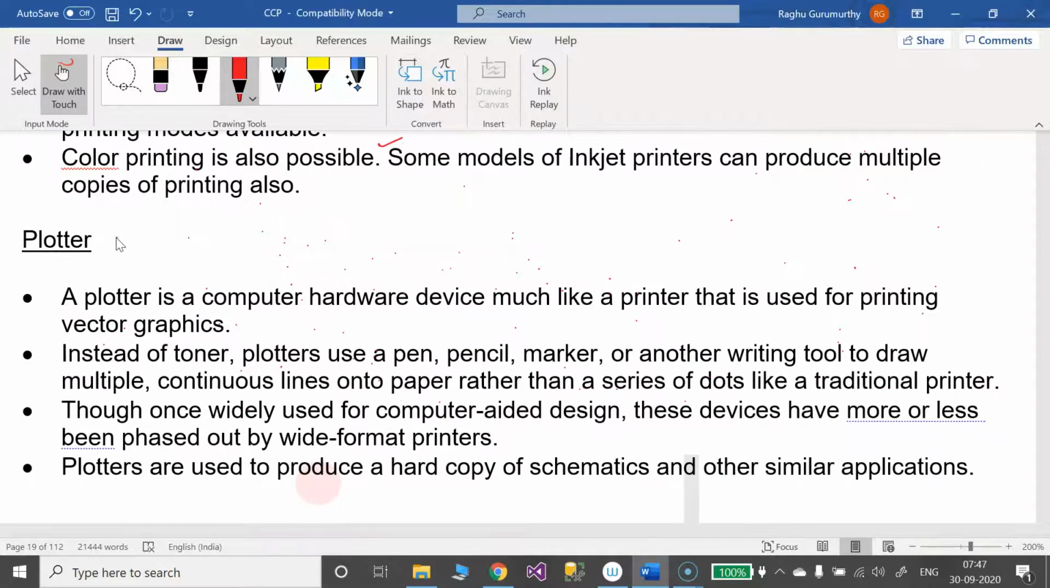Then followed by plotters. Okay, it is much like a printer that is used for printing vector graphics. This is the thing we need to bother about. Instead of toner, plotters use a pen, pencil, marker or another writing tool to draw multiple continuous lines onto paper rather than a series of dots like a traditional printer. Here there is no dot kind of technology. They use a computer with an attached pen, pencil, marker and other tools. By using such tools we may go for printing.